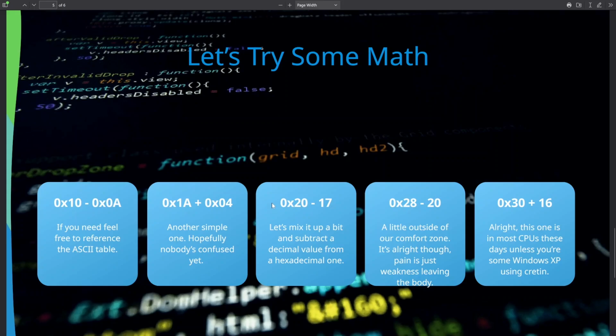Minus 17. Let's mix it up a bit and subtract a decimal value from a hexadecimal one. Okay. 0x20. So if 0x10 is 16, 0x20 is 32. Now 32 minus 16 is 16, minus 1 is 15. So 0x0f would be your final answer.